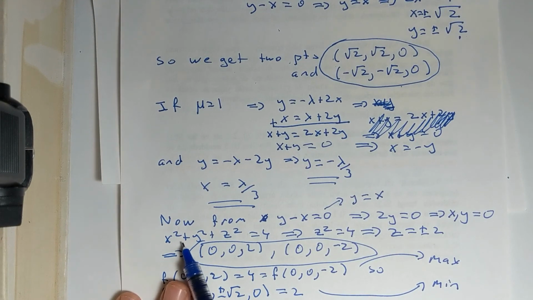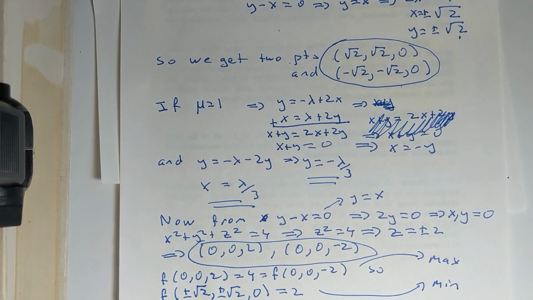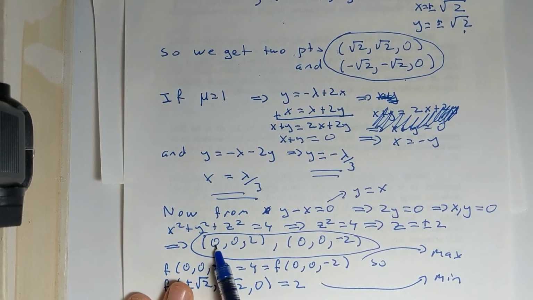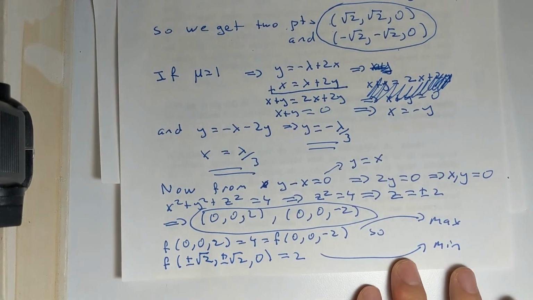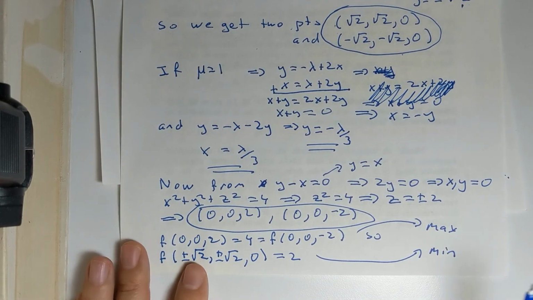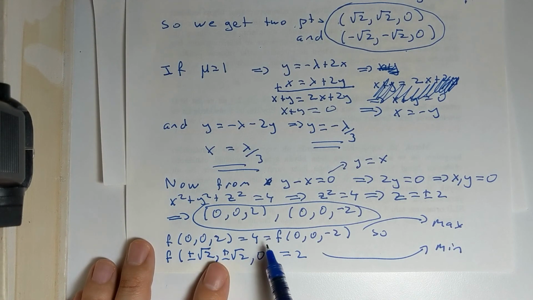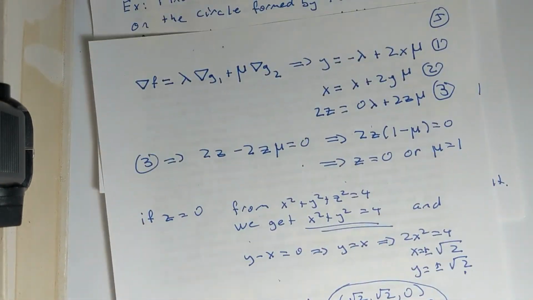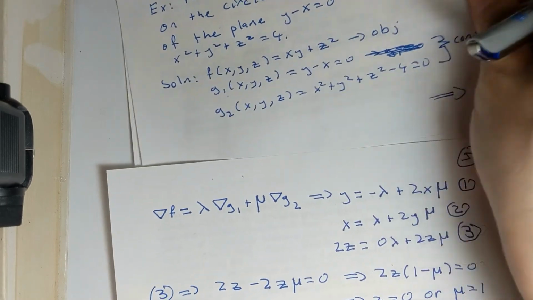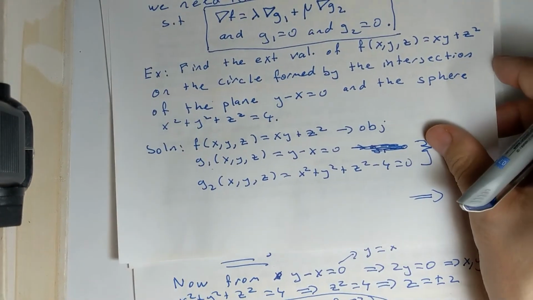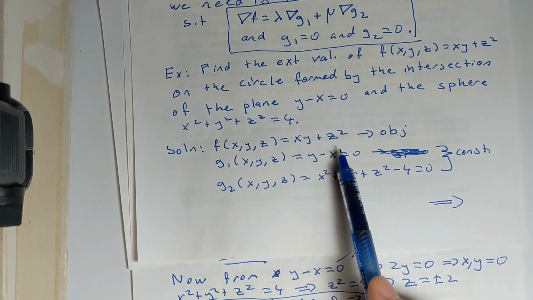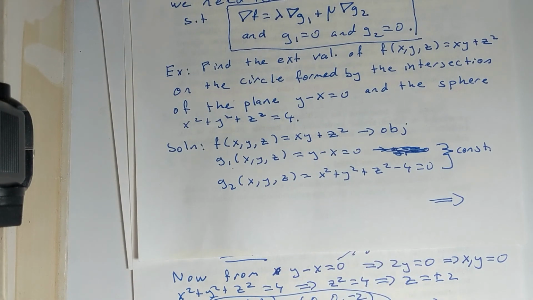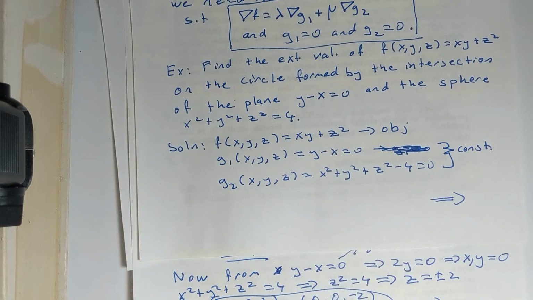So plug that into the sphere, 0, 0, z squared equals 4. So z is equal to plus or minus 2. So we get 2 more points, 0, 0, 2, and 0, 0, minus 2. So to see which one is max, which one is min, okay, we have to plug those in. Plug f of 0, 0, 2 into the equation. What was f? Let's pull f here. Our good old friend f, okay? So f was xy plus z squared. Plug in 0, 0, 2 in there, you just get 4. If you plug in 0, 0, minus 2, you again get 4, okay?